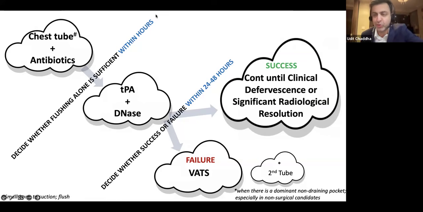We do use 14 French tubes over here, but 14 is probably equal to 12 is equal to 16. I don't see the benefit in going larger. The only time I would put a larger tube is, initially when we do our needle aspiration, if we have very thick viscous pus, I maybe put a 20, 24 French in there, but that's not backed by any evidence.